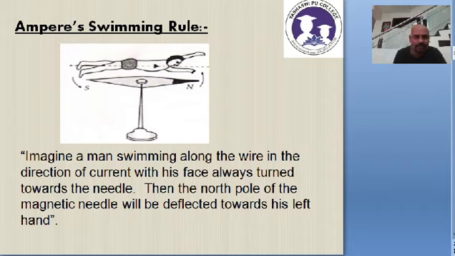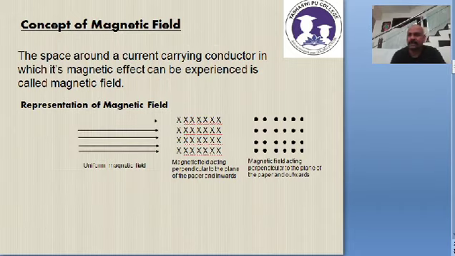There are several other rules also. Just for the time being, you learn this. See, as I told you, suppose you have a conductor carrying current, the space around this conductor carrying current where the magnetic effects can be experienced, that means a magnetic field is produced.